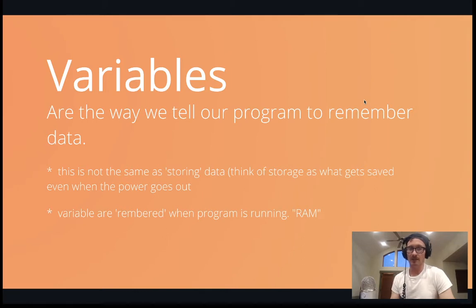Now, just a couple notes. This is not the same as storing data. And what I mean by storing data, think about storage of what gets saved even when your power goes out. So when you turn off your computer and turn it back on, stuff is remembered, your data is stored to your hard drive. Variables are going to be remembered when the program is running. They're going to be stored or remembered in your RAM.